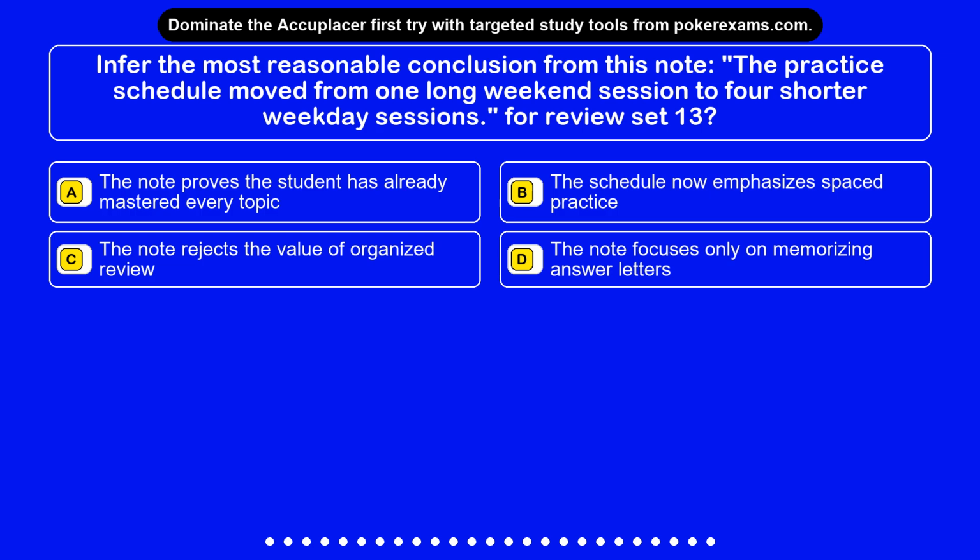The note proves the student has already mastered every topic. Option B. The schedule now emphasizes spaced practice. Option C. The note rejects the value of organized review. Option D. The note focuses only on memorizing answer letters.